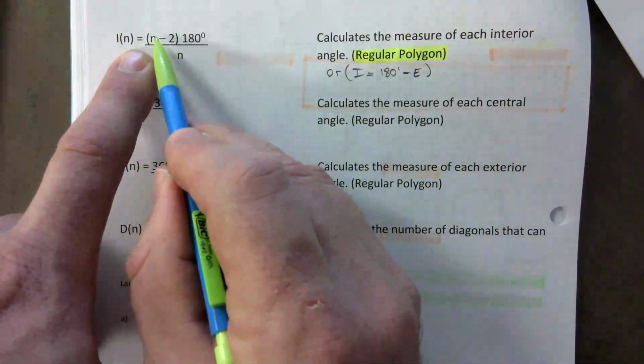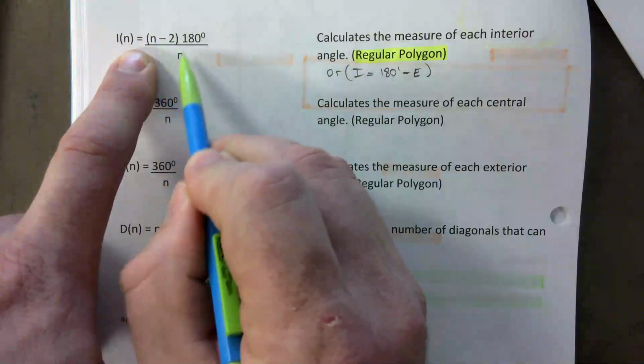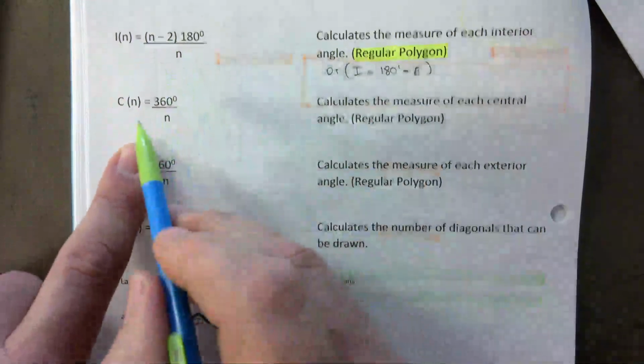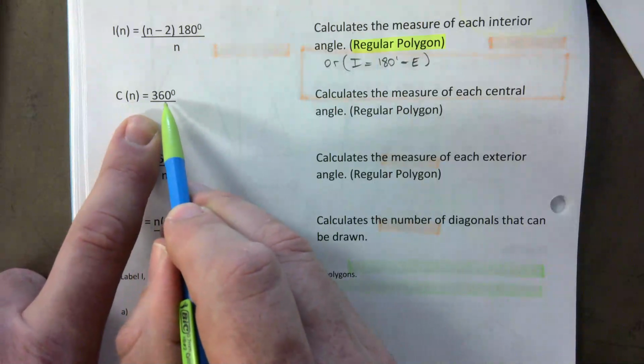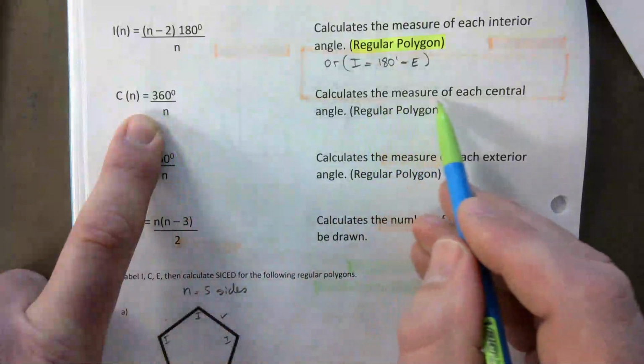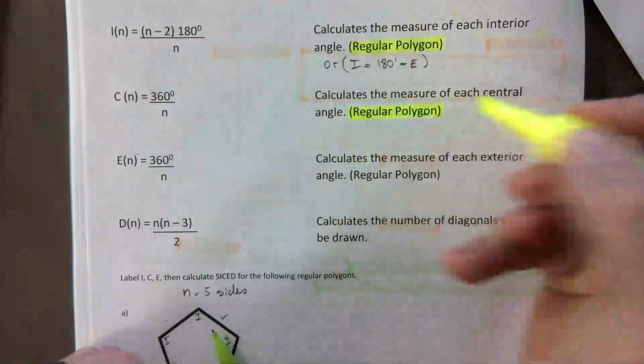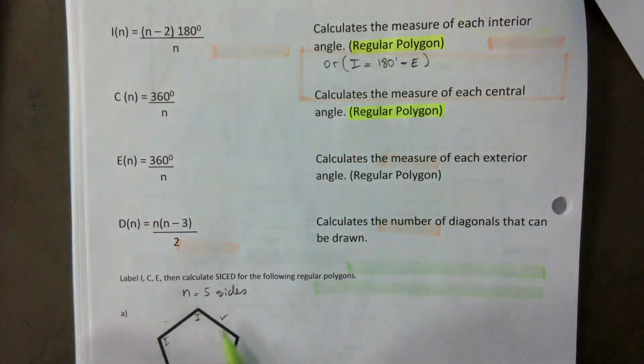You focus on, what is n again? Number of sides. Yeah, focus on that. If you don't know the number of sides, you can find it just like that. Central angle, it's 360 divided by n. Calculates the measure of each central angle. And again, this one only works if your polygon is regular.